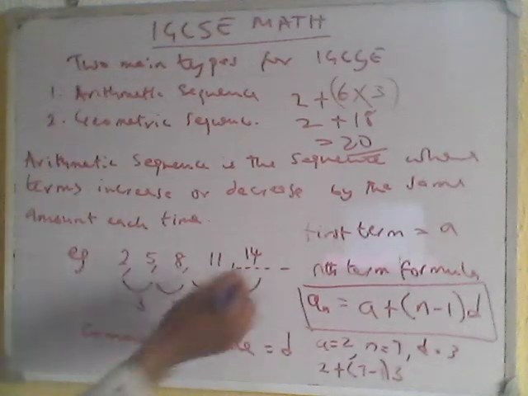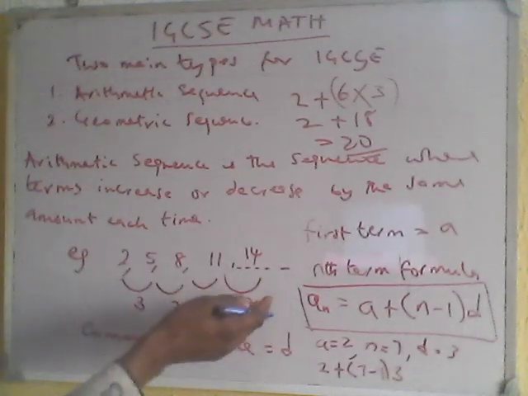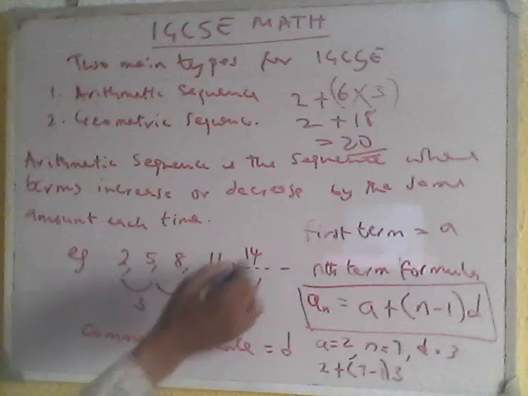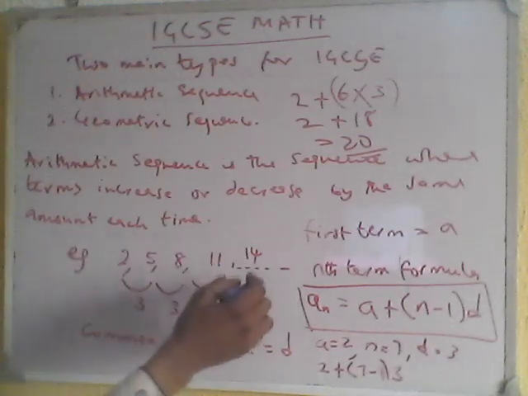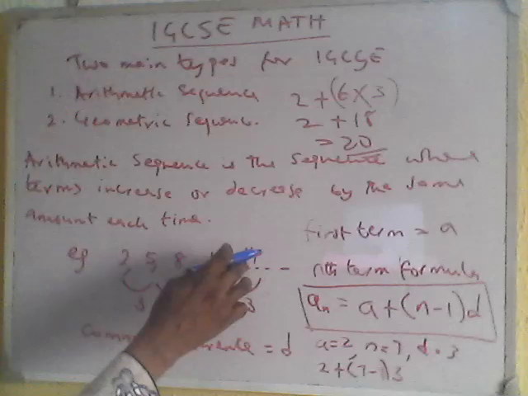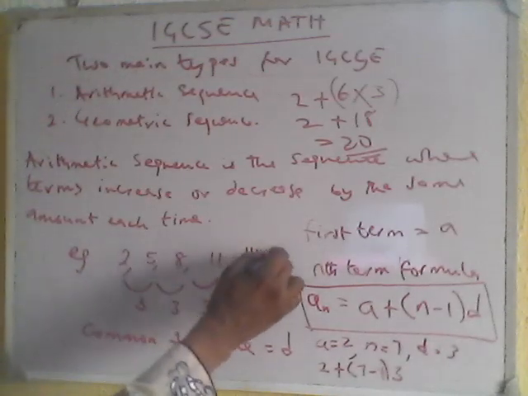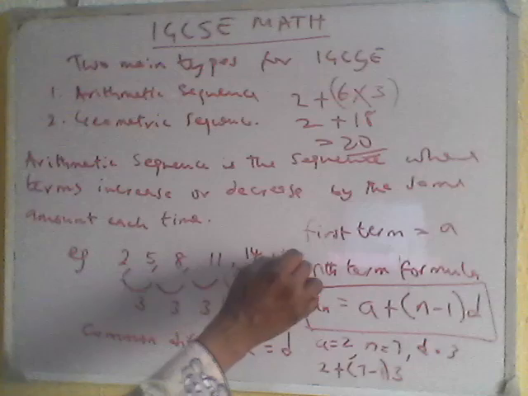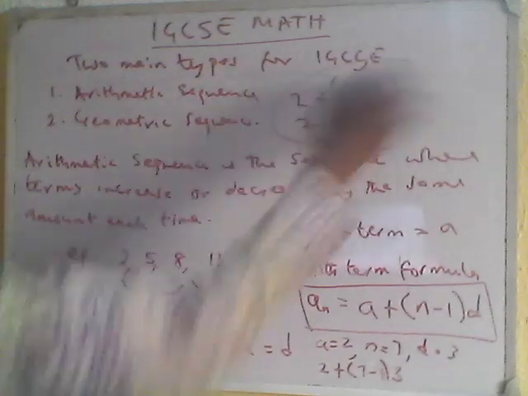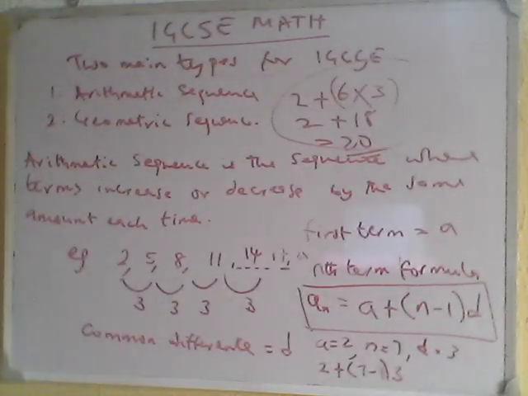We can also count it. I have 14 here, right? This is the 1, 2, 3, 4, 5 term. Then the sixth term is 14 plus 3, which is 17. And the seventh term is 3 plus 17, which is 20. So this formula is correct for finding the terms of an arithmetic progression.